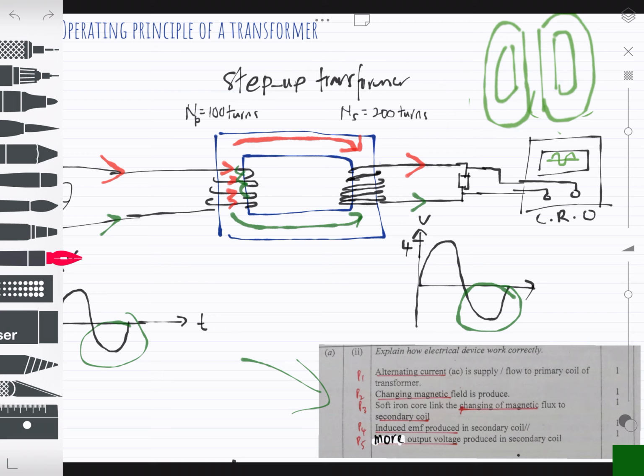This is for the step-up transformer. The operating principle for a step-down transformer is just the same thing, but the difference is only that the number of turns on the primary coil is more than the secondary coil.